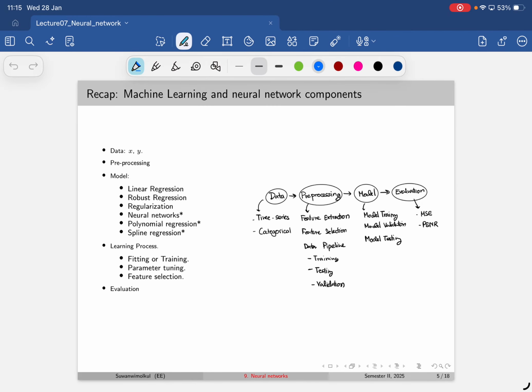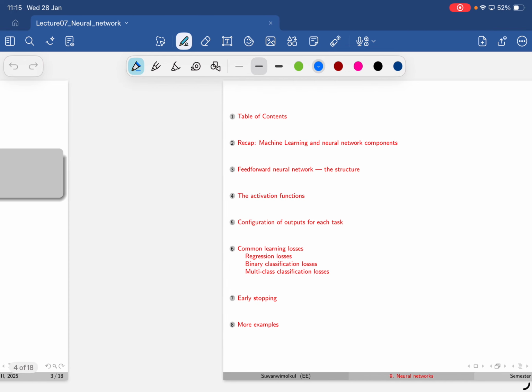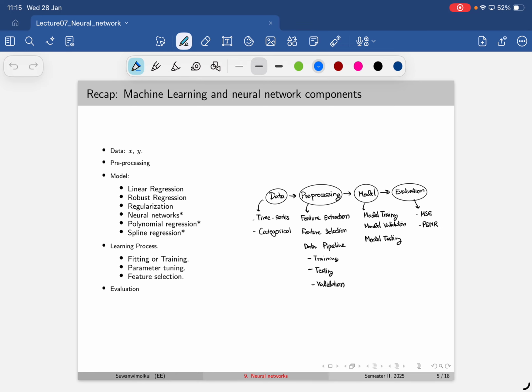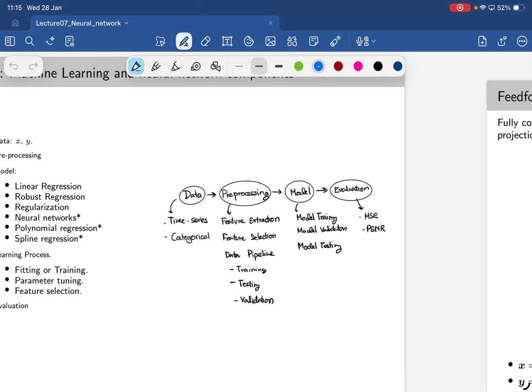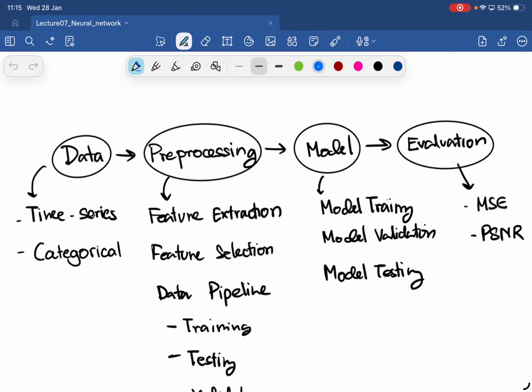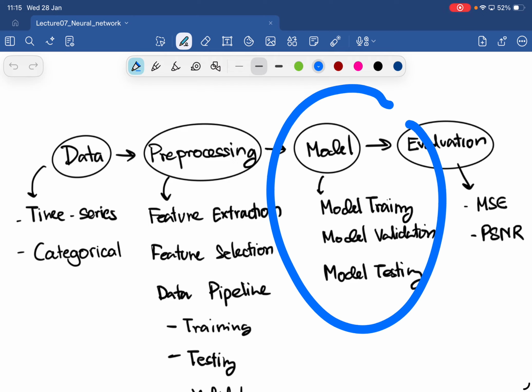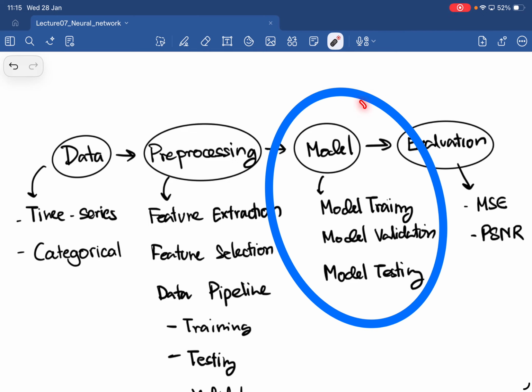Over the topic of neural network in machine learning. As we know, the machine learning pipeline consists of input data, data preprocessing, the model, and evaluation, right? So today we will talk about a kind of model that we could use as the machine learning model. In this case, we will talk about neural network.